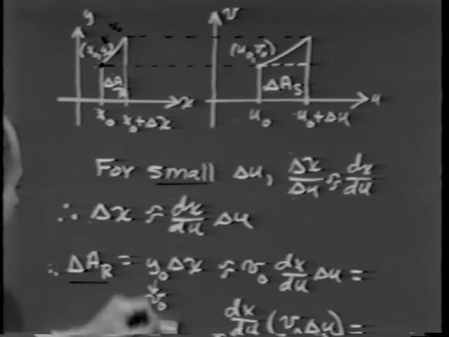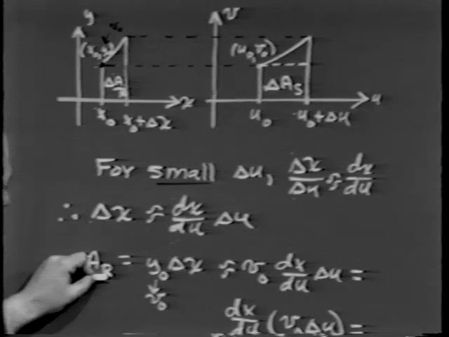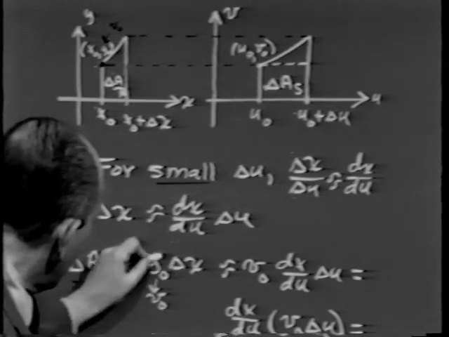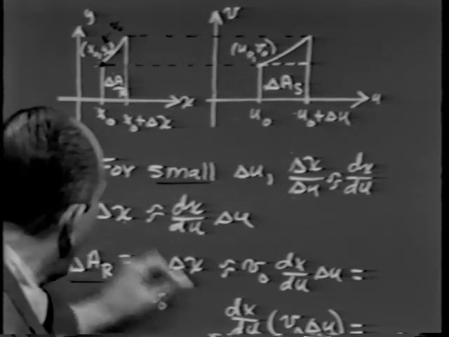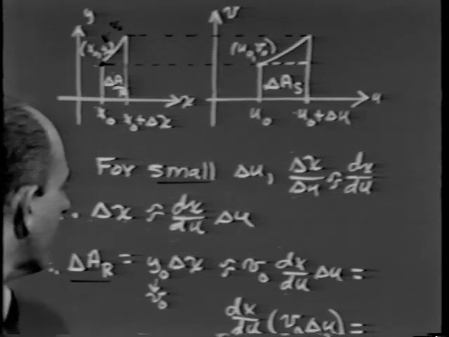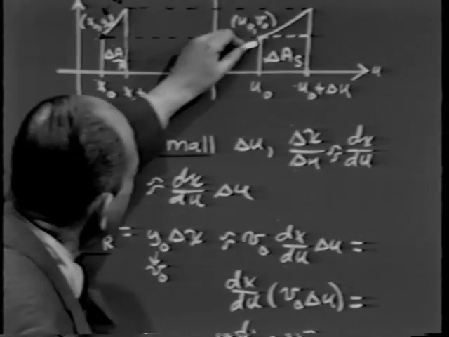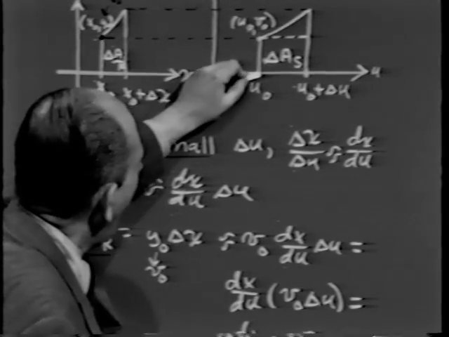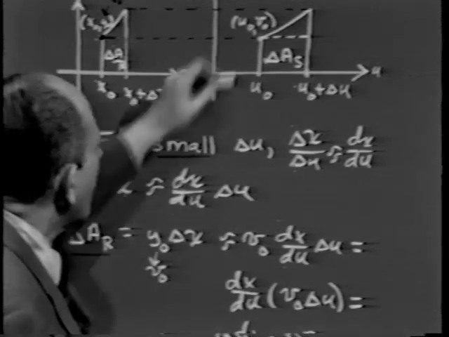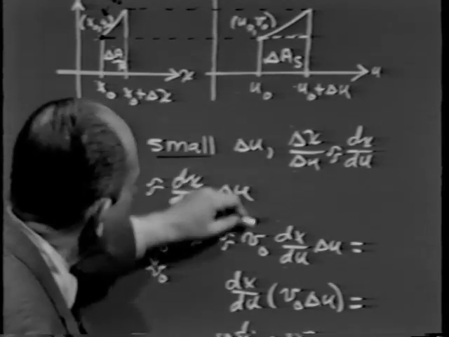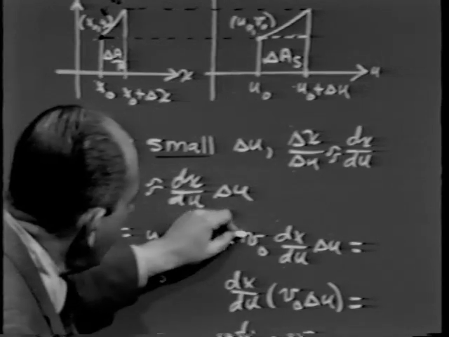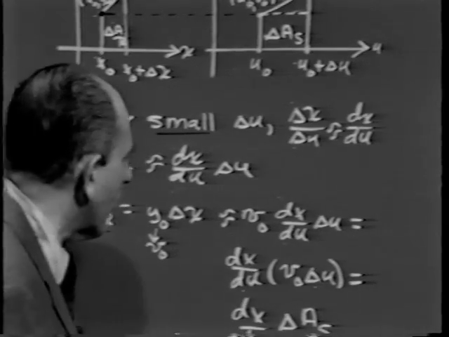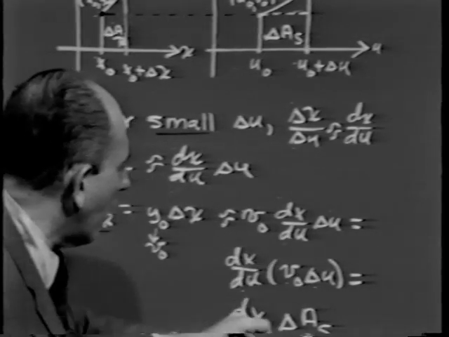So making this substitution, I see that my little increment of area in the region R is precisely what? It's v sub 0 times the replacement for delta x, dx/du times delta u. Let me also notice that the region delta A sub S has as its height v sub 0, as its base delta u. So the area of this rectangle is v sub 0 delta u.